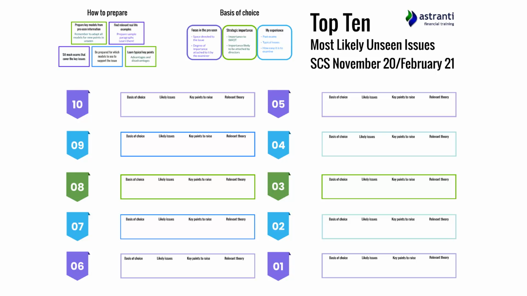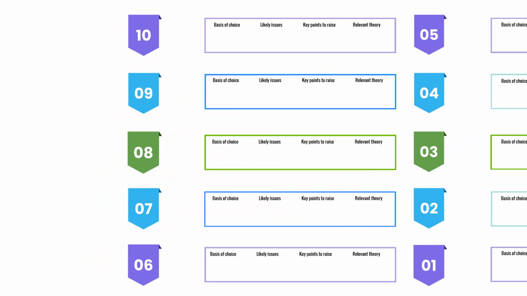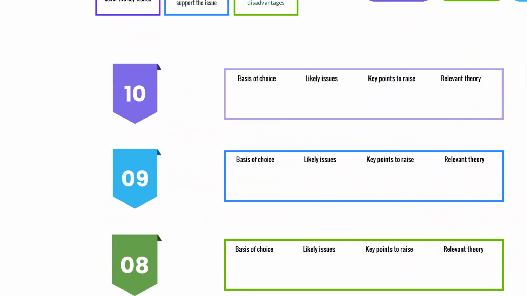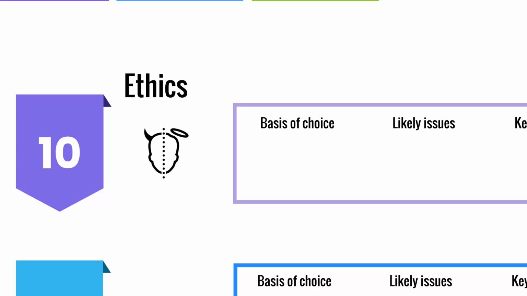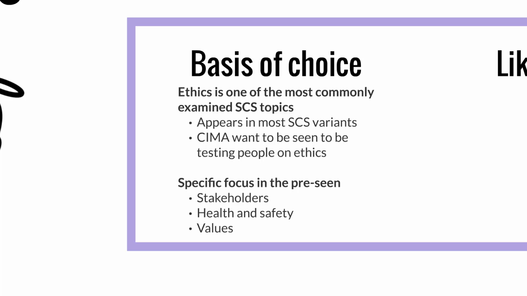Now let's kick off our top 10 issues, starting with issue number 10. And the 10th most likely issue is ethics. Now, the reason why I have gone for ethics is because out of all the topics in the entire CIMA syllabus, it is the most commonly examined topic.